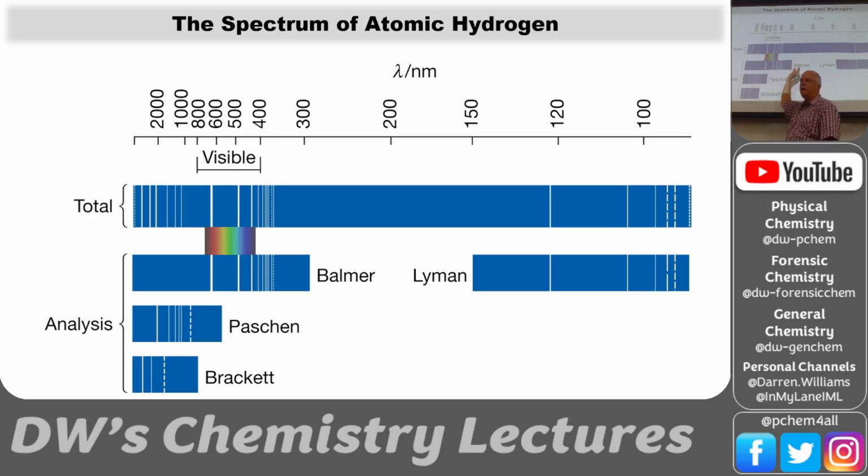So we had different scientists analyze these different ones. Paschen and Brackett were probably using, I don't know exactly, but they were probably using salt prisms. And so they were able to measure in the infrared using refraction of light through salt prisms.